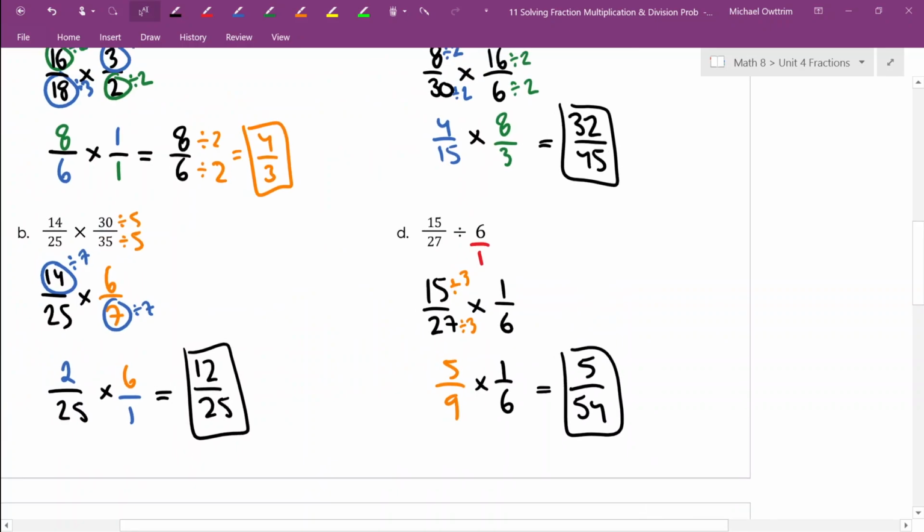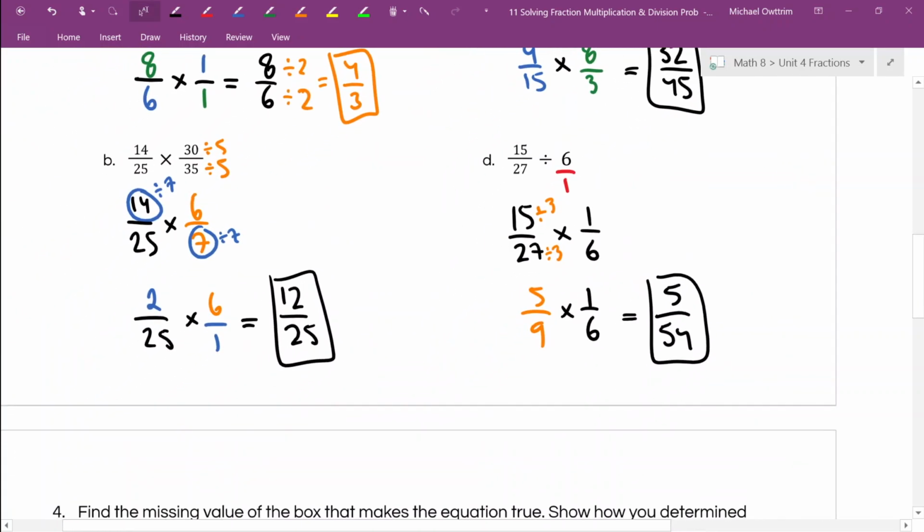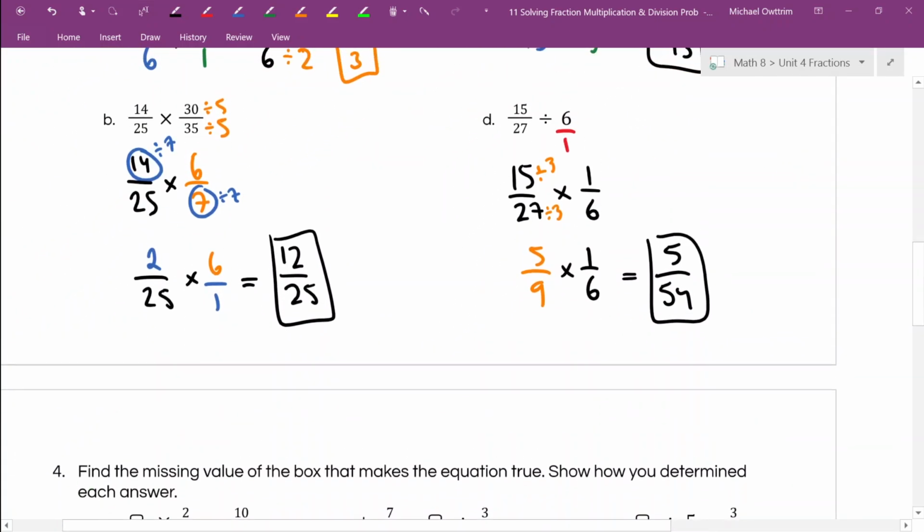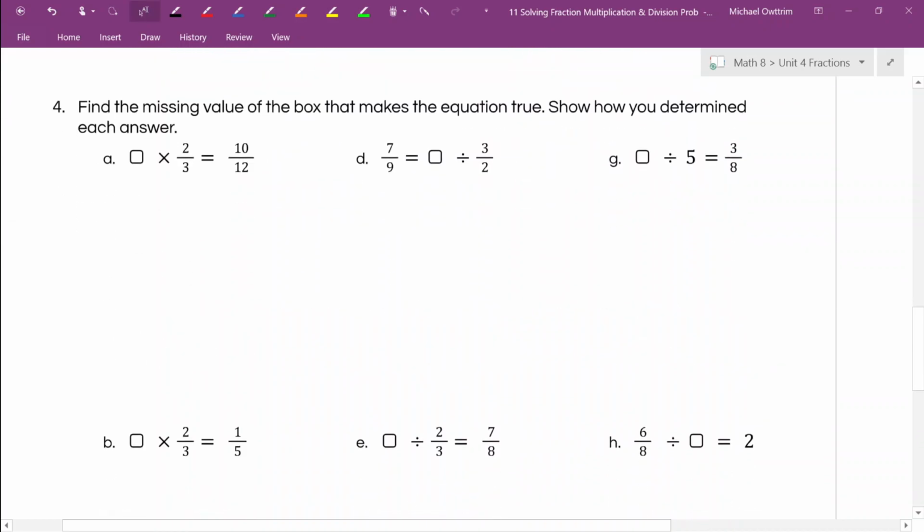So again, just looking for those rewrite tricks as you work to keep your multiplications and your simplifications as small as possible. In question 4, this is kind of the main part of this assignment.